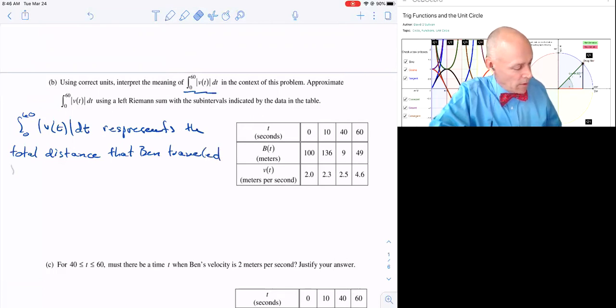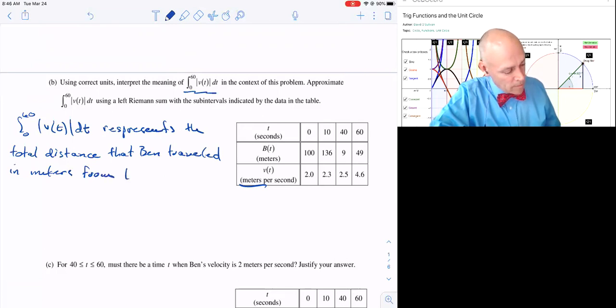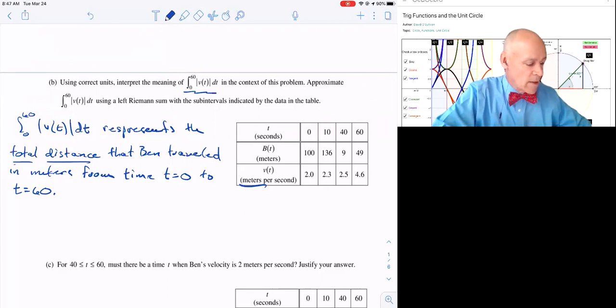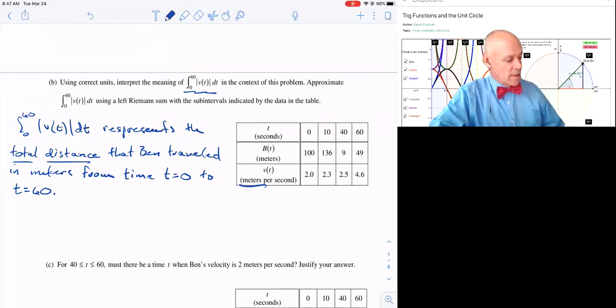And here's where I want to throw in that distance is going to be in meters that Ben traveled in meters from time t equals 0 to t equals 60. So in that 60-second interval, that was the total distance, not the displacement, but the total distance that Ben traveled in meters over that time interval from time 0 to time 60.